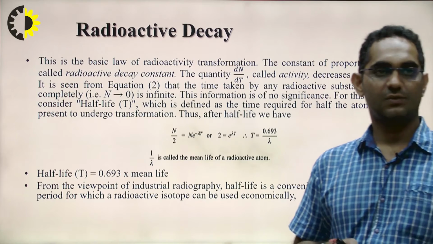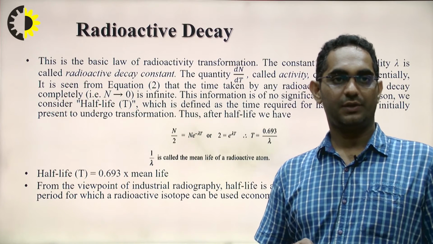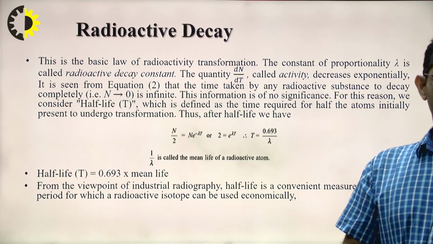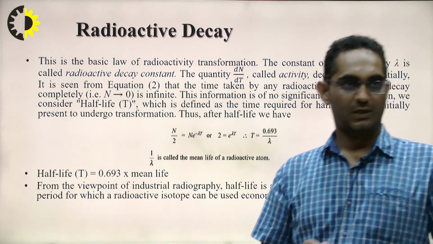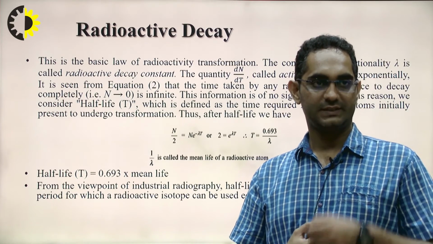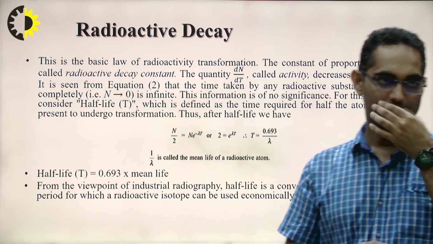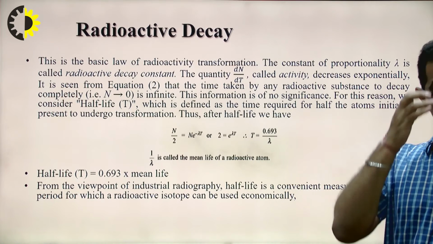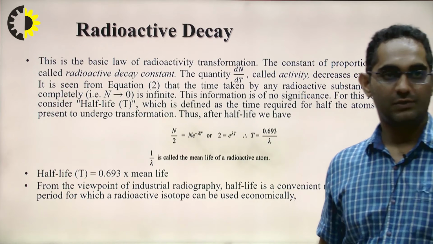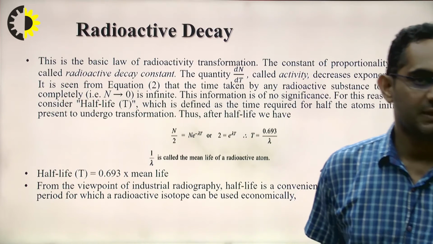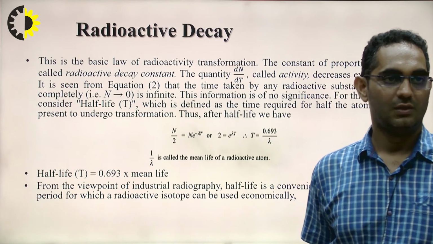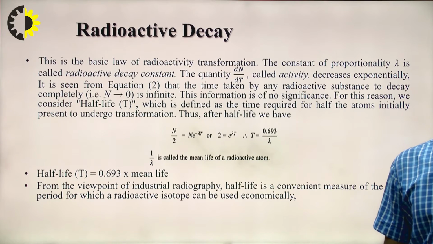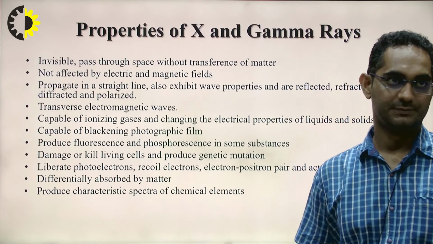1 over lambda is called the mean life of a radioactive atom. Half life T is equal to 0.693 into mean life. From the viewpoint of industrial radiography, half life is a convenient measure of the useful period for which a radioactive isotope can be used economically.